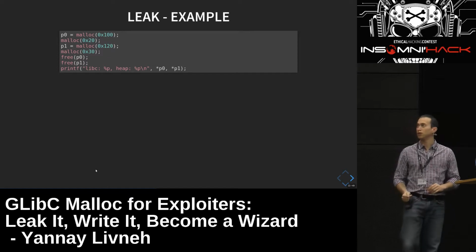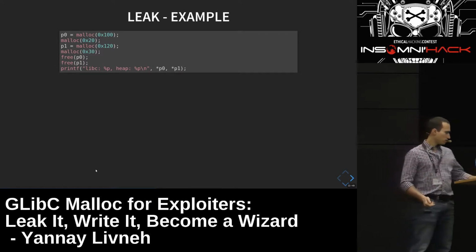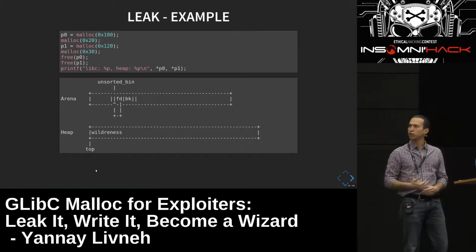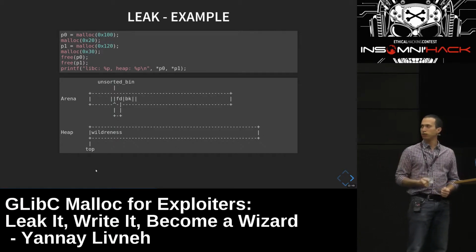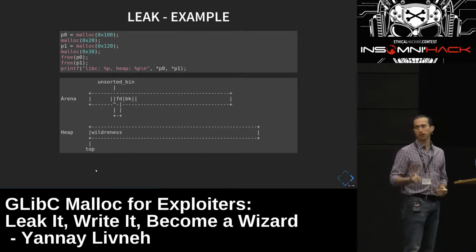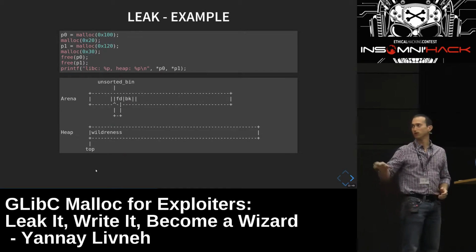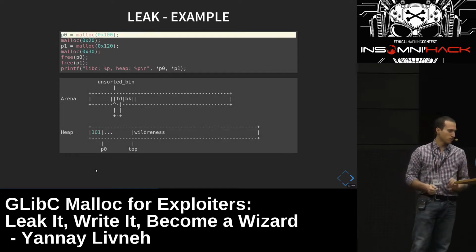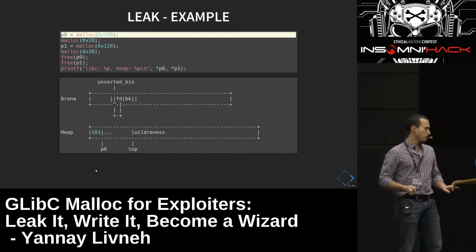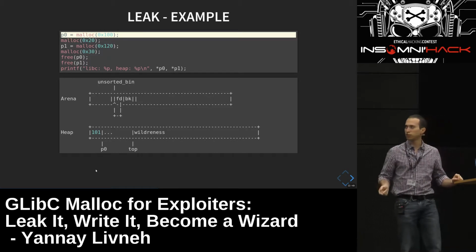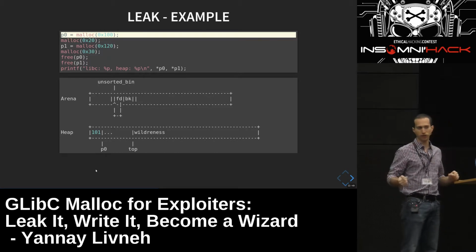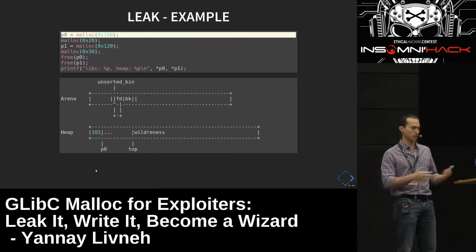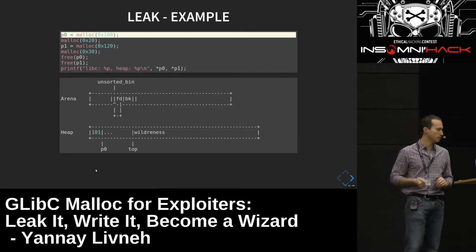So this is my amazing animation. We start with an empty heap. Everything is wilderness, and the top points there. You can see the unsorted bin is a circular list. It's actually double linked, but I only wrote one side of it. And you see it's empty. Now we start with allocations. We allocate P0, which is of size 100. You can see the least significant bit is on, signifying that the previous chunk is in use, because at the start of the heap there is nothing before that, so it's technically in use.